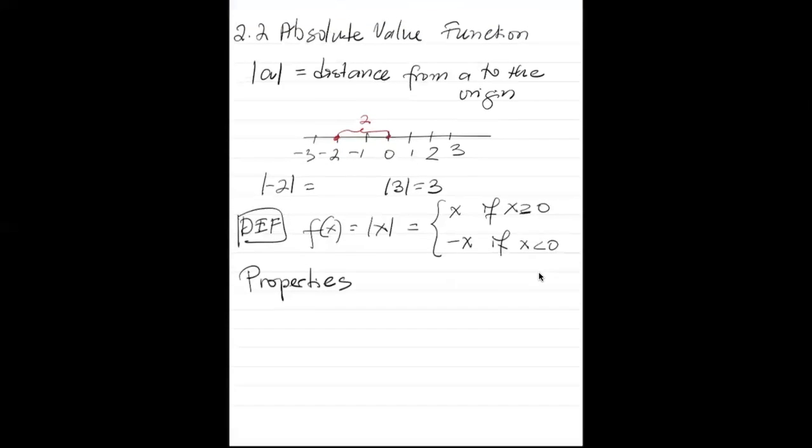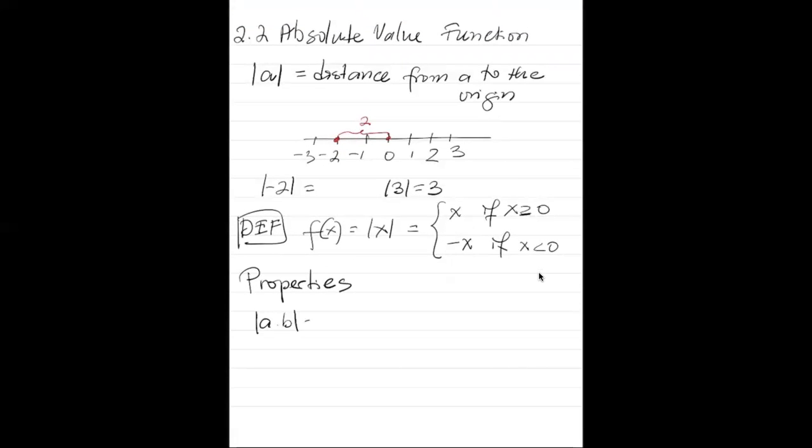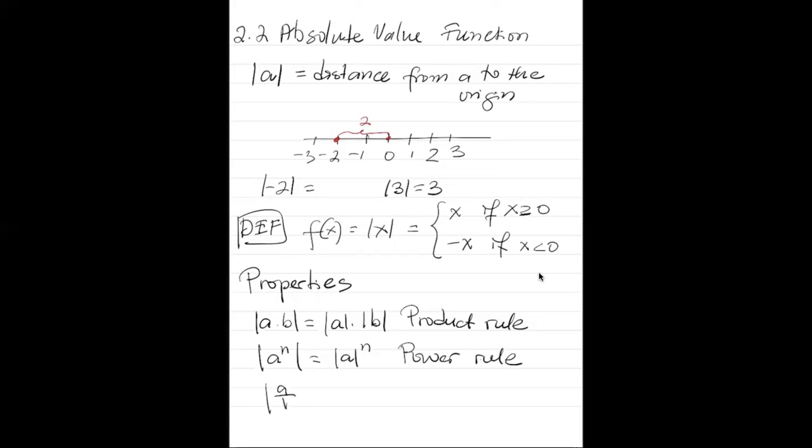Properties. Absolute value of a product is the product of the absolute values. We call this the product rule. And absolute value of a to the nth is absolute value of a to a power n. We'll call this the power rule. Absolute value of the quotient a over b is the quotient of the absolute values. Gotta make sure b is not 0. So we call this the quotient rule.